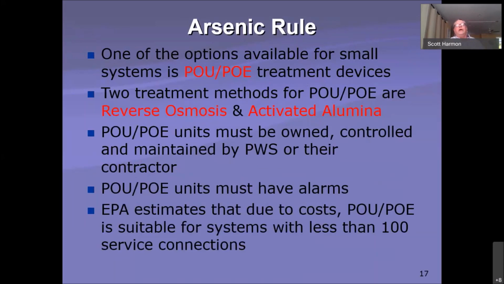Point of entry and point of use units had to be owned, controlled, and maintained by the public water system or a contractor. The units had to have alarms. EPA estimated those costs as suitable for systems with less than 100 service connections. So that part, the point of entry, point of use rule, went into effect as well.